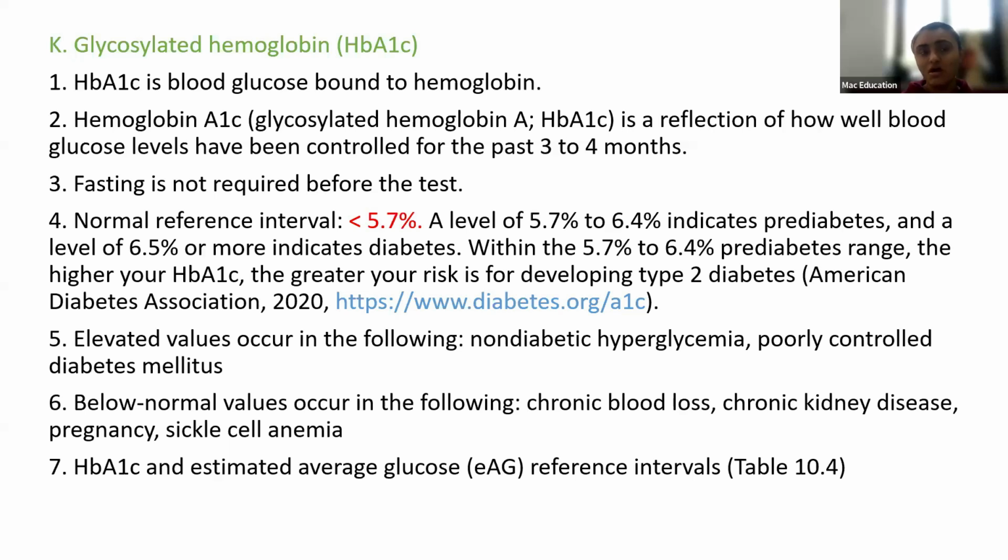Less than 5.7%, it's normal. Between 5.7 to 6.4%, it's pre-diabetic. And more than 6.4%, it's diabetic. So you have to remember all the normal reference intervals. In which conditions HbA1c becomes elevated and in which conditions HbA1c reduces, that we have seen.